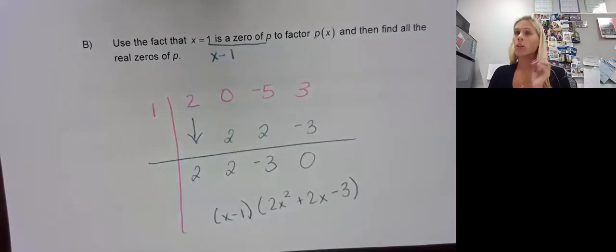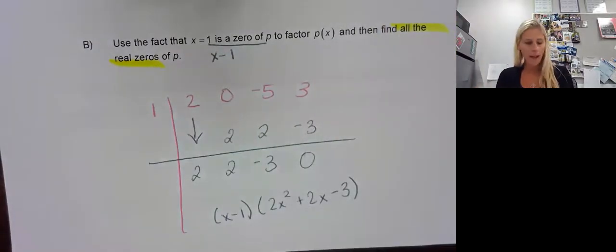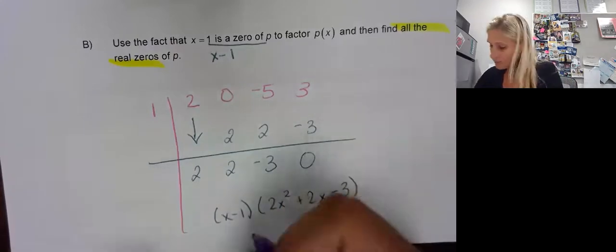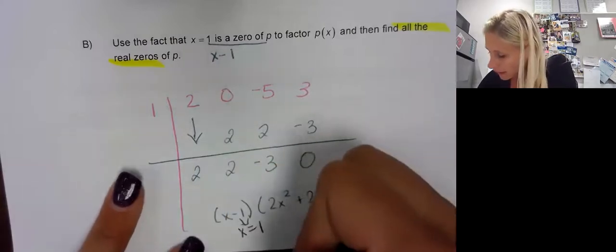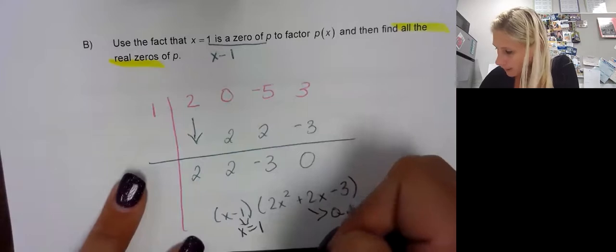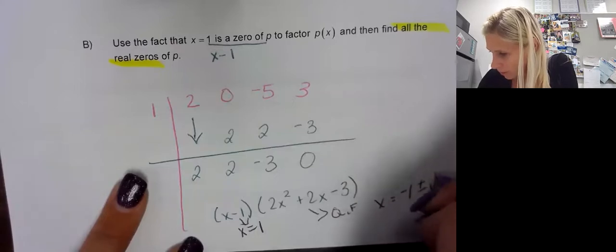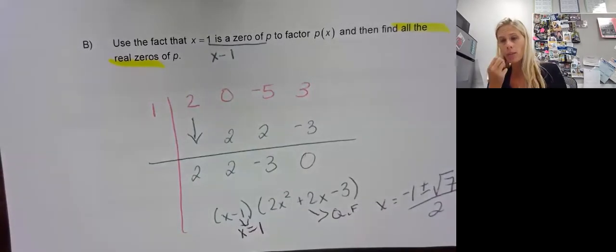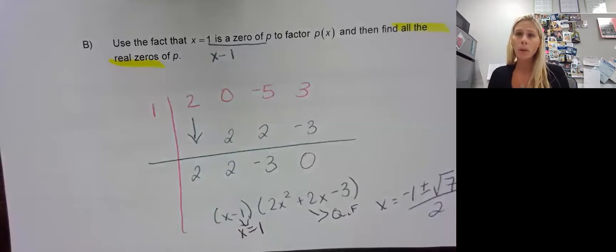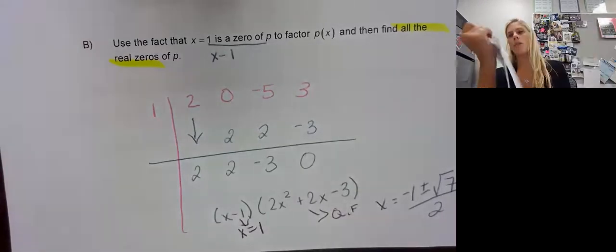Here's the big thing with your directions. Make sure this isn't just factor, this is find the real zeros. Well, of course, the first one is x equals 1. That came from out here. But for this one, you're going to have to use the quadratic formula, and you find that x equals negative 1 plus or minus the square root of 7, all over 2. Again, if you need help doing that quadratic formula, either ask me about it or you can look it up on YouTube. There's tons of resources that you can look at.